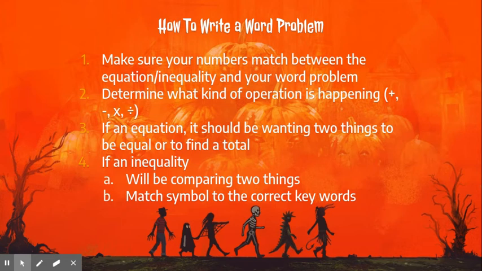And if we have an equation, it's going to say we want two things to be equal, or to find the total. So it should say these things are equal to each other, or how much until I have a total of this. If it's an inequality, we want to be comparing our two things. So how long until this one is more than this one? And match your symbol to the correct keyword. Refer back to your inequalities handout that tells you your keywords. What's going to tell you it's greater than? Less than? Greater than or equal to, or less than or equal to? We've got to be aware of those words.